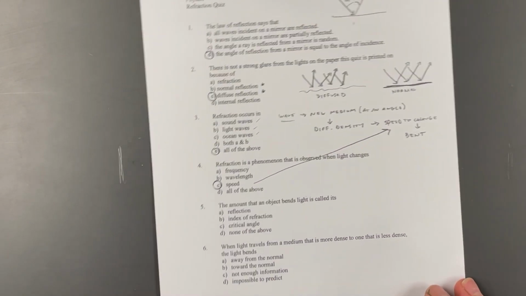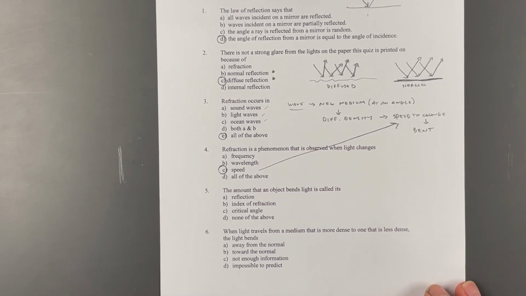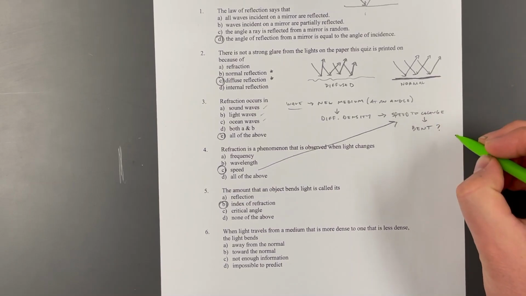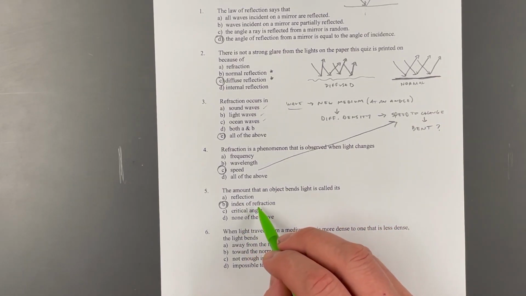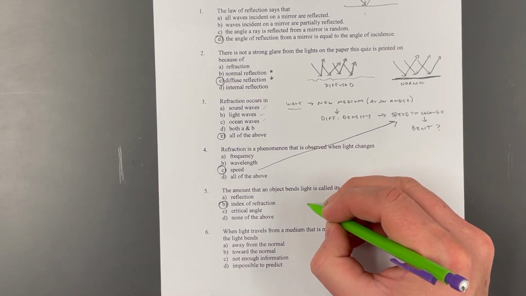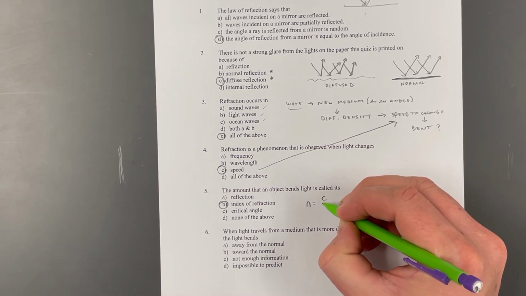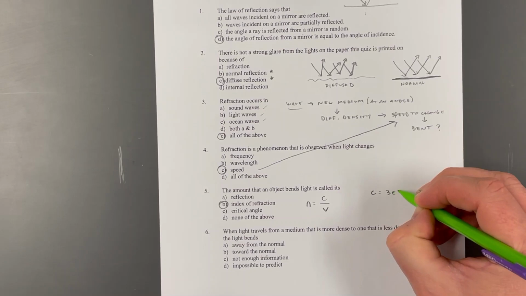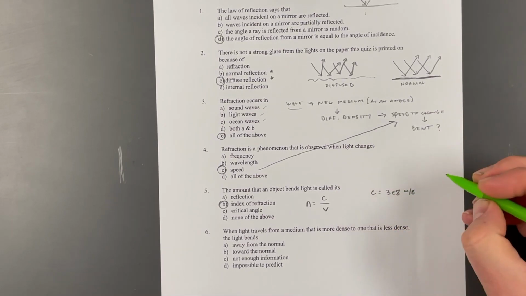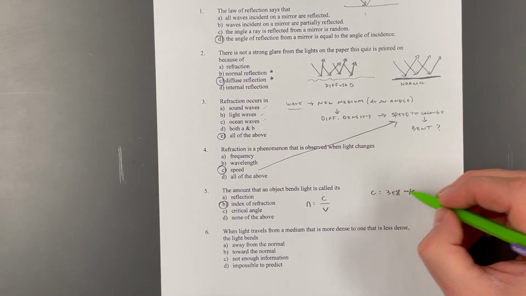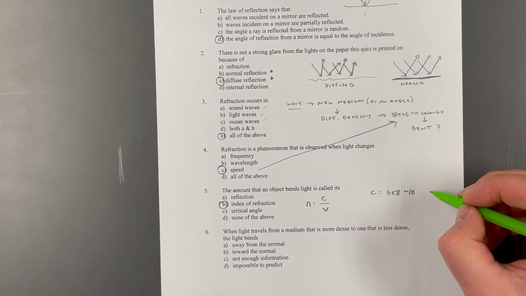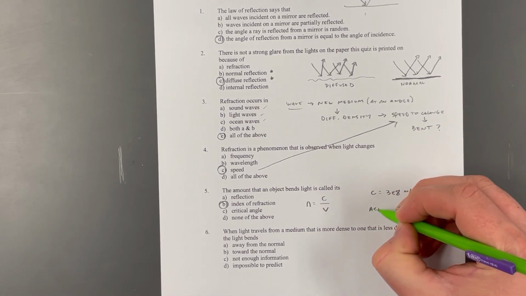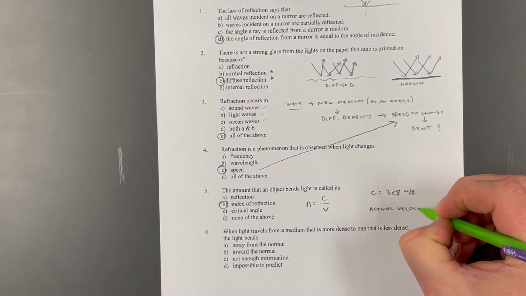Number 5 says the amount that an object bends light is called the index of refraction. So how much is it bent? It's bent by what we would call the index of refraction. And to find the index of refraction, you're comparing how fast it would go in a vacuum. Remember, c is the speed of light, 3 times 10 to the 8th meters per second. The speed of light in a vacuum is 300 million meters per second. You would compare that with the velocity, which would be the actual velocity of the light wave.